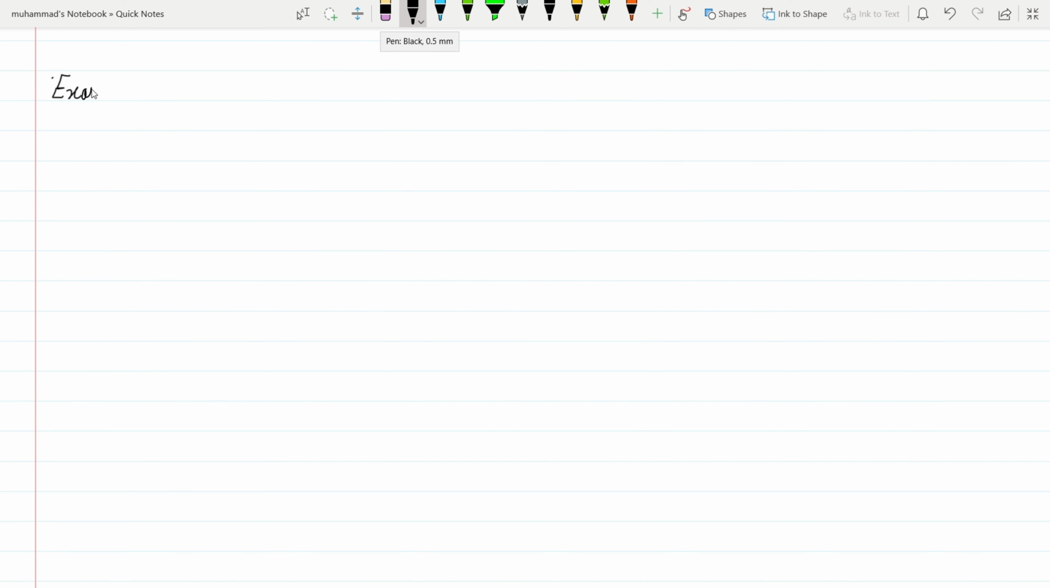Example number 2. This is the data, and I'm just asking random things. Find the mean, median, mode.